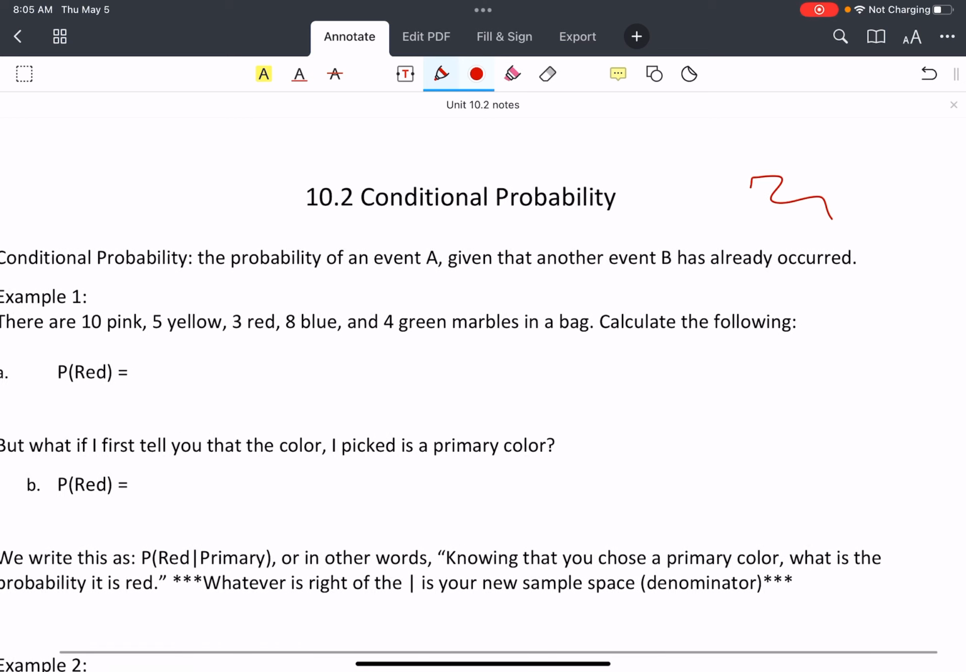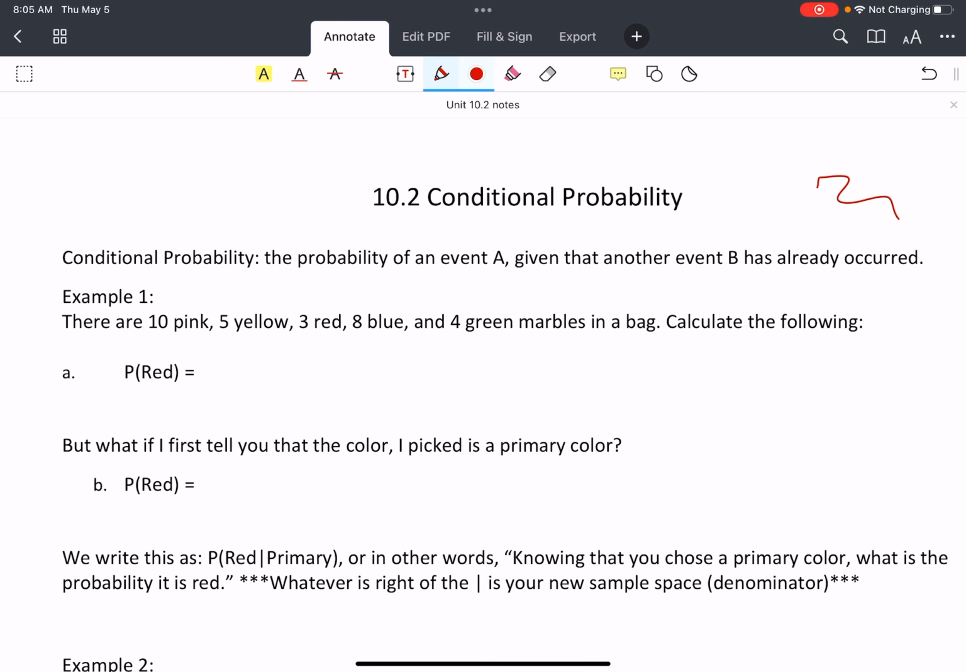Okay, so this first example is just normal, okay? I've got a bag of marbles here. 10 pink, 5 yellow, 3 red, 8 blue, 4 green, okay? Let's say I get $10 if I pick a red marble, okay? So I want to know if it's worth that, right? So I want to know my percentage of that happening, okay? So what's my favorable outcomes? How many possible red marbles are there? 3, okay? How would I find my total number of chances?